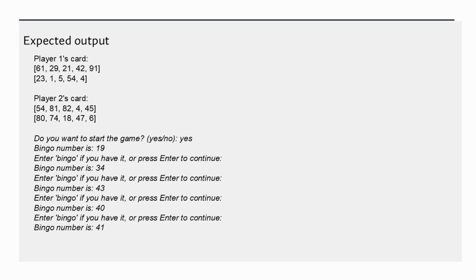Let's look at what we expect our program to output. 1. The program starts by displaying the cards for both players. For example, player 1's card: 61, 29, 21, 42, 23, 1, 5, 54, 4. Player 2's card: 54, 81, 82, 4, 45, 80, 74, 18, 47, 6.